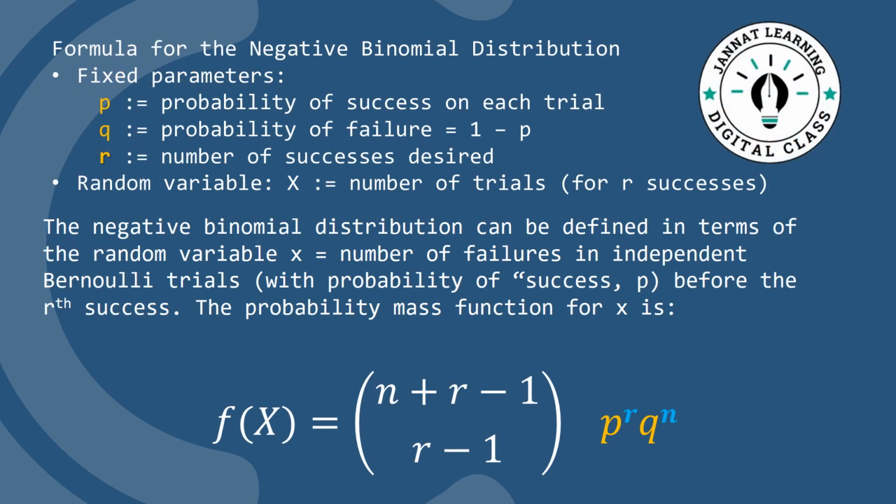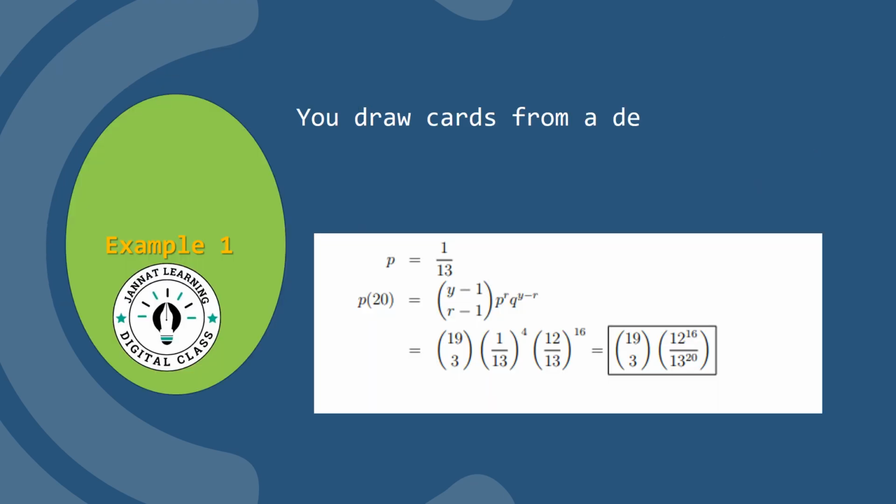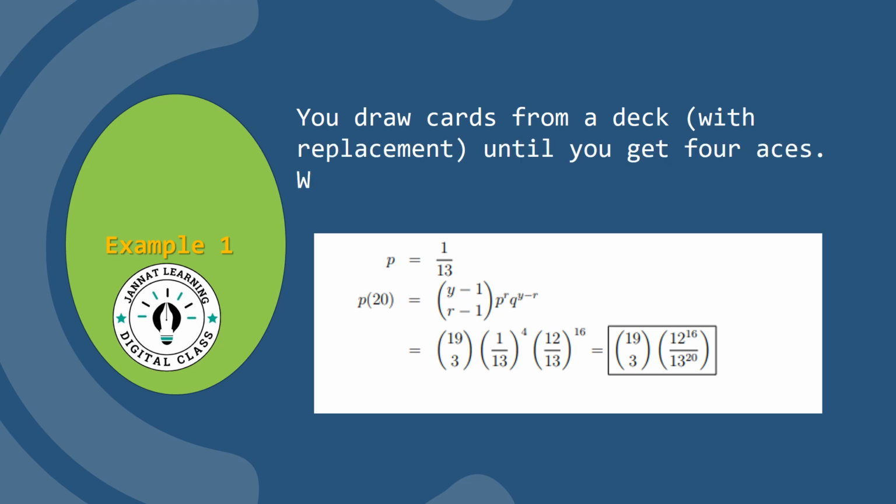The negative binomial distribution can be defined in terms of the random variable X equals the number of failures in independent Bernoulli trials, with probability of success p, before the rth success. The probability mass function for X is: You draw cards from a deck, with replacement, until you get 4 aces. What is the chance that you will draw exactly 20 times?